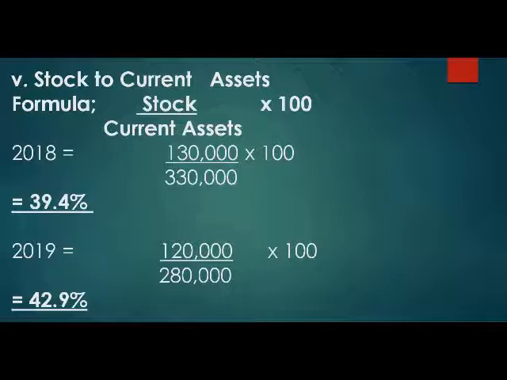Then the second aspect of the question, we have to calculate the stock to current asset. And this is the formula: stock all over current asset times 100. So how are we going to substitute the formula to arrive at our stock to current asset? Let's first look at how to ascertain our stock, then the current asset. Remember, the formula is stock all over current asset times 100. Let's go back to the question.